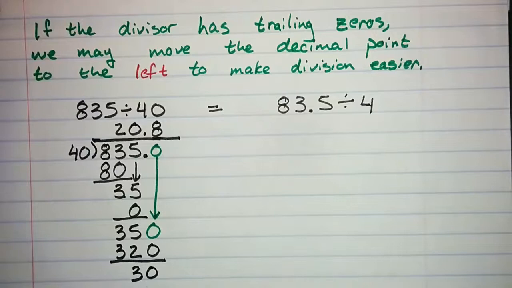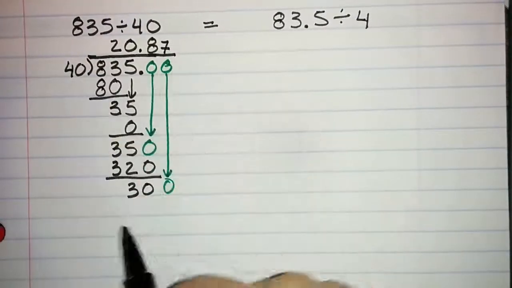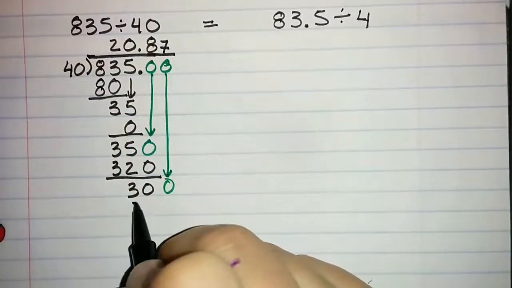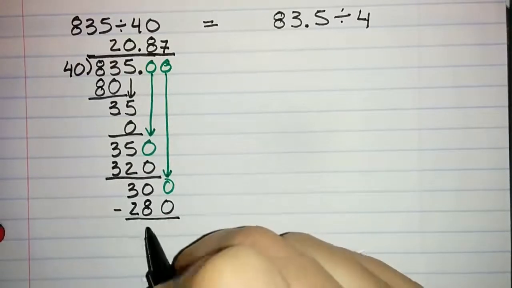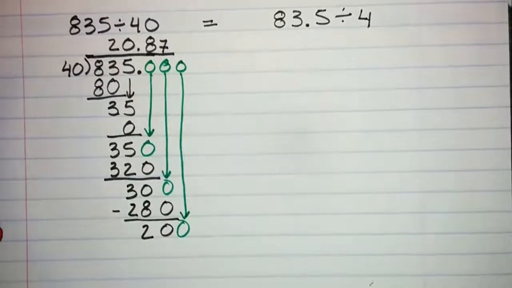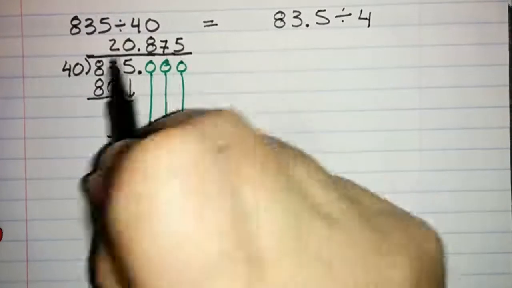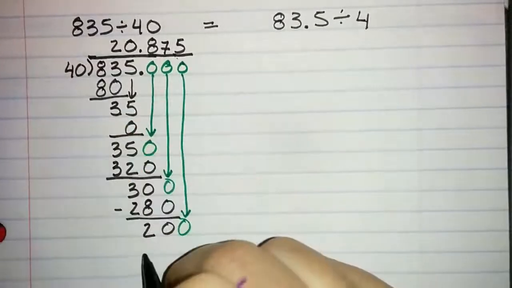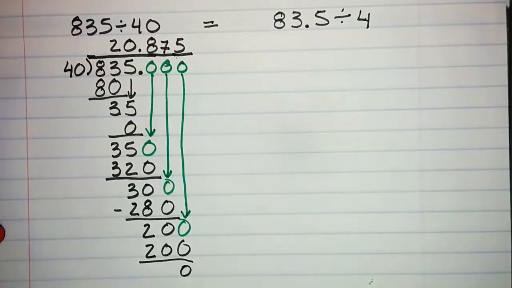Subtract. And now I'll need another 0. 40 goes into 300 7 times. 7 times 4 is 28, so 7 times 40 is 280. Subtract, I have 20 left. One more 0. Bring it down. 40 goes into 200 5 times. 5 times 4 is 20, so 5 times 40 is 200. Alright, not that bad. Nothing wrong with it.